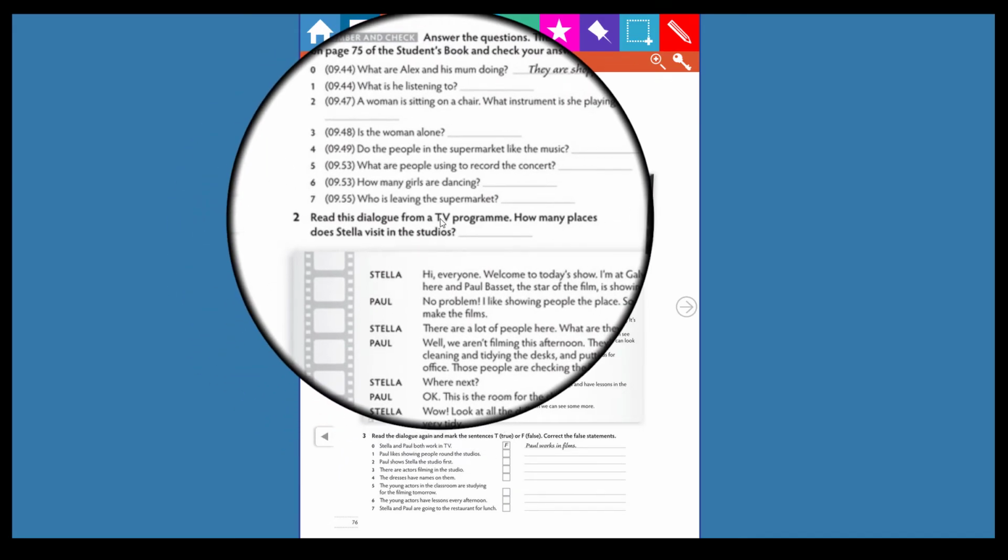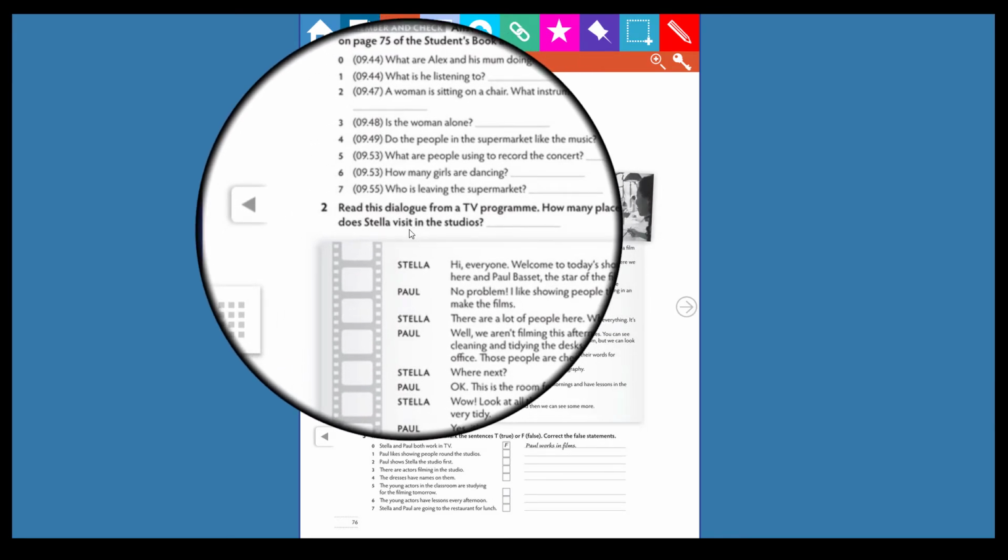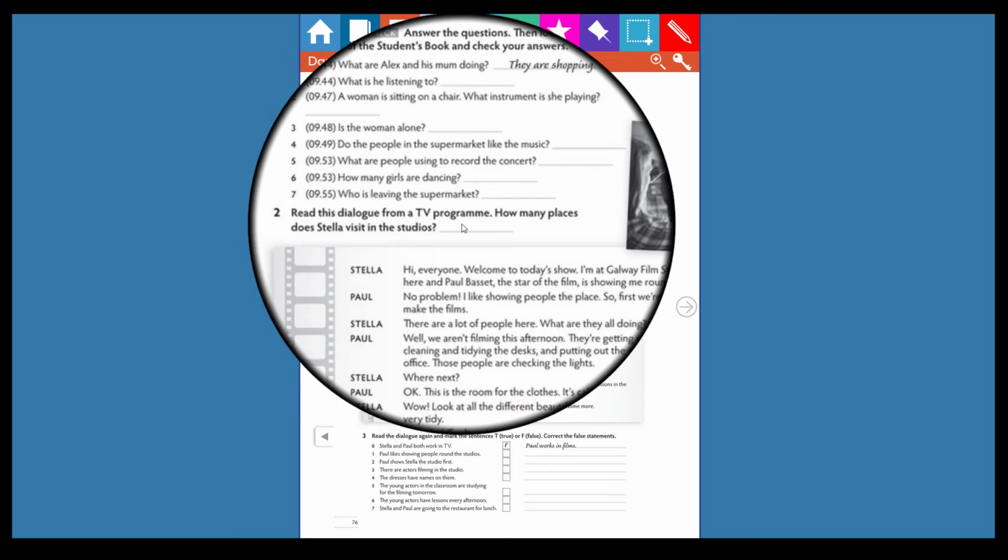Read this dialogue from a TV program. How many places does Stella visit in the studios? So you have to read the text quickly. Deben leer el texto rápido and answer the question, how many places does Stella visit in the studios? ¿Cuántos lugares Estela visita en los estudios?